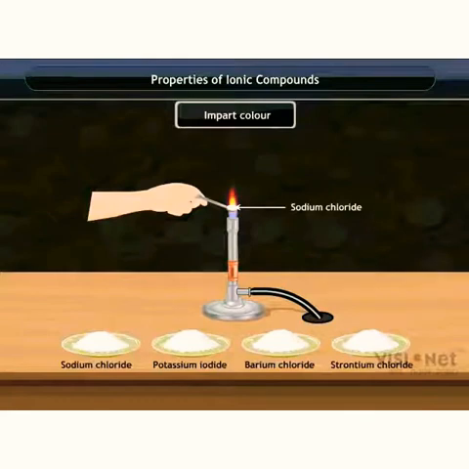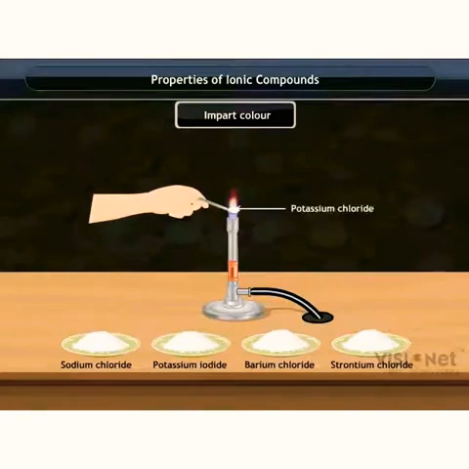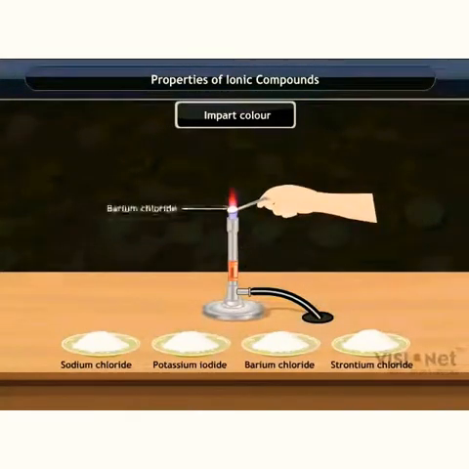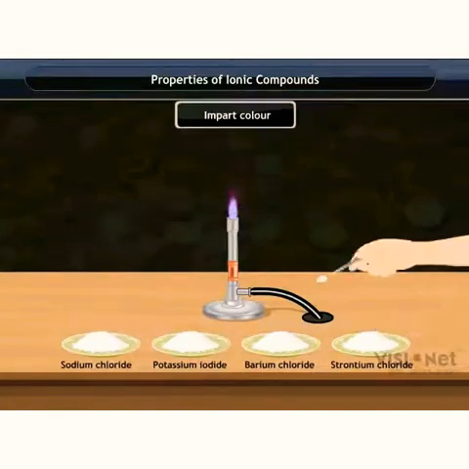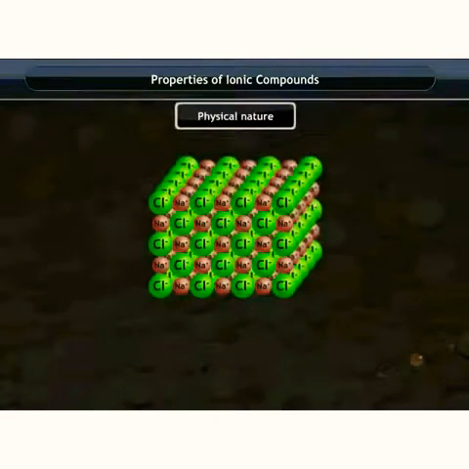You can see that sodium chloride gives yellow color in the flame test. Potassium iodide gives light yellow color. Barium chloride gives crimson red and strontium chloride gives apple green color. What did you understand from this? From this it is clear that the ionic compounds give different color to the flame.